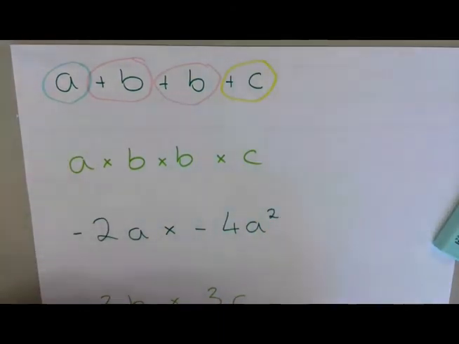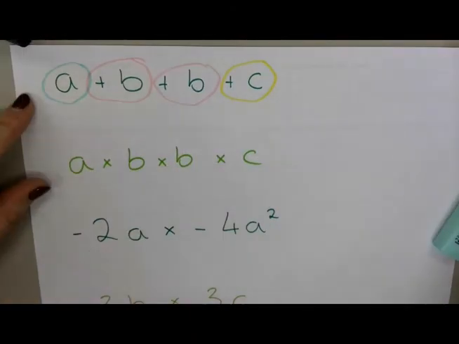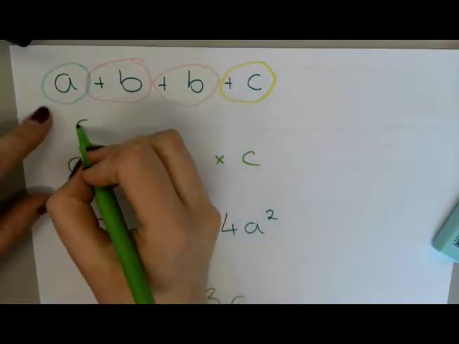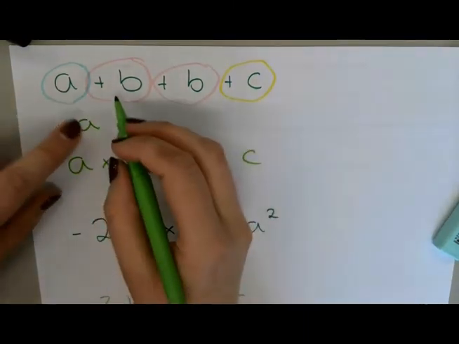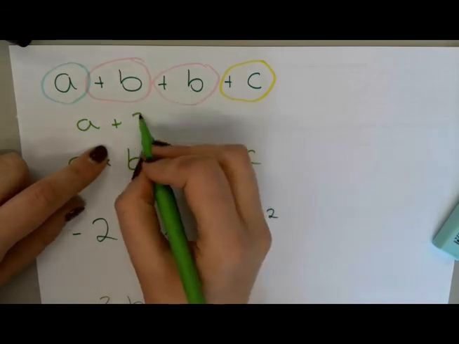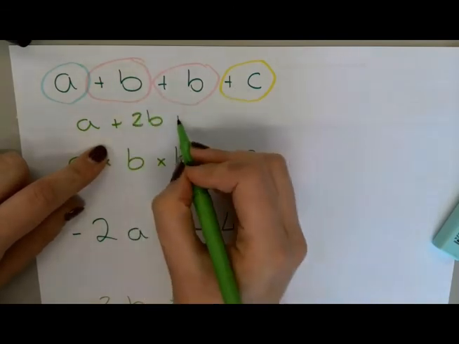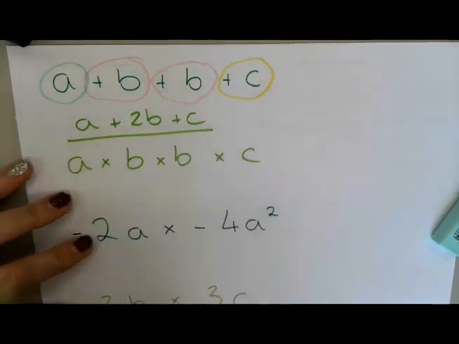And because we're adding, we can only add the ones that are the same. So we're going to get A, that's not going to change, there's only one of those, there's no other blue circles, plus B add B, which is 2B, plus C. That's not going to change because there's nothing else to mix it up with, okay? So that's the answers to that first one.